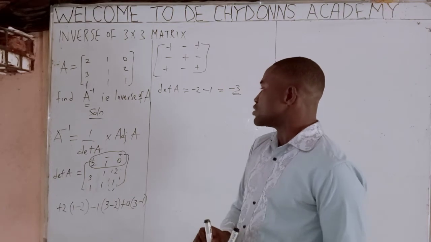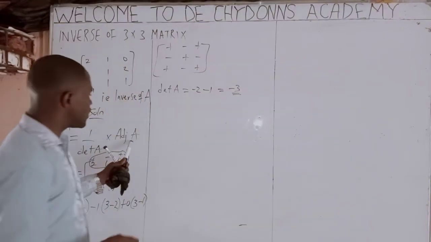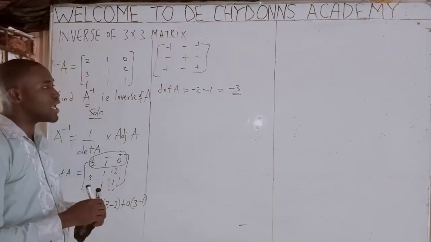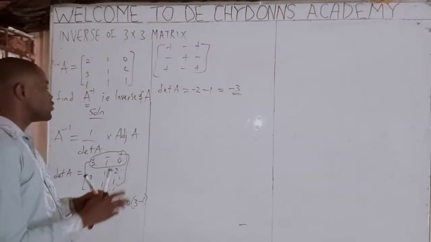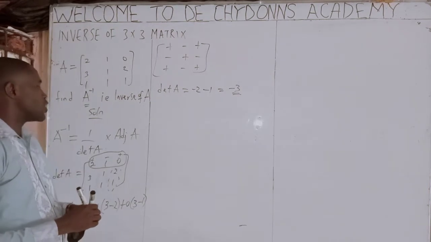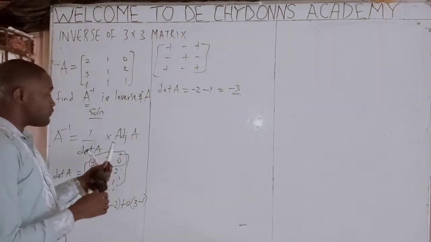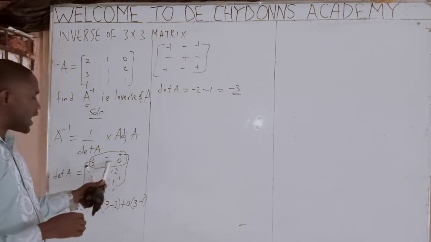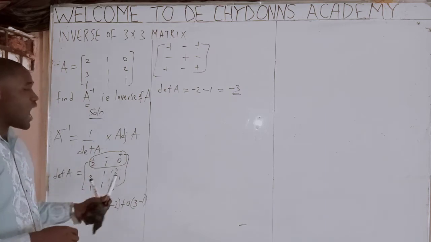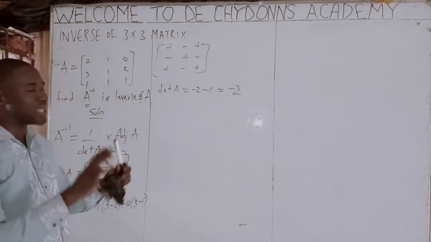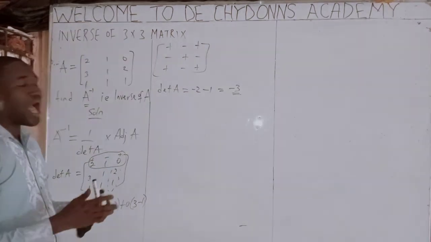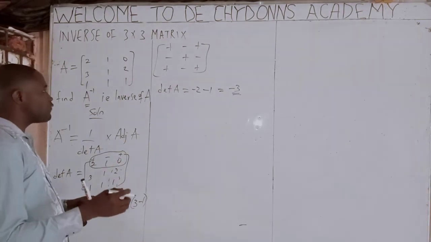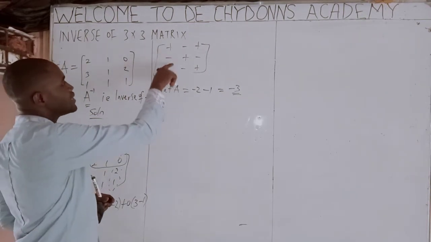We go to getting the adjoints of the matrix A. For you to get the adjoint of matrix A, you must get the cofactors of each of the elements first. After getting their cofactors, you then transpose. Then how do we get the cofactors? That is the next thing. So see how we get the cofactors. We must remember these signs.